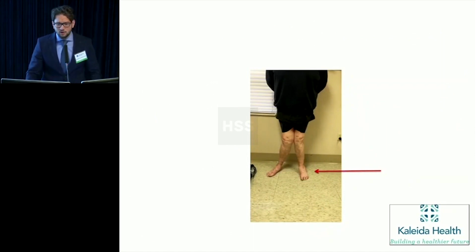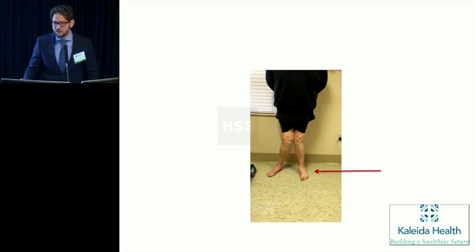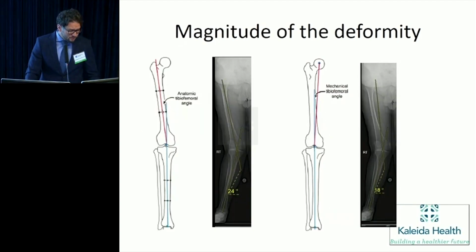Generally when you have a valgus deformity, the foot will compensate in a bit of varus, but you want to assess that clinically prior to the surgery to check if this patient needs foot orthotics, is the deformity flexible at the foot, does he need further intervention after the correction of the deformity. So that's important not to miss as well. Check the sagittal deformity, because procurvatum and valgus will increase the risk of peroneal nerve palsy.